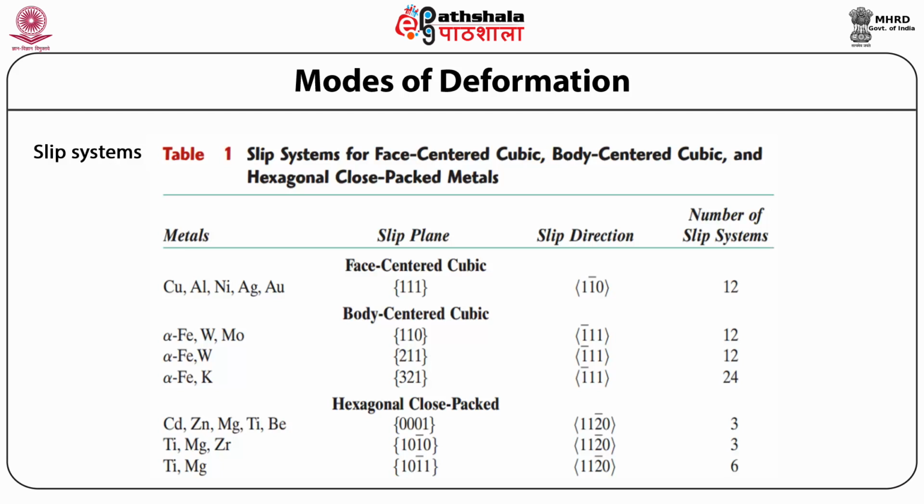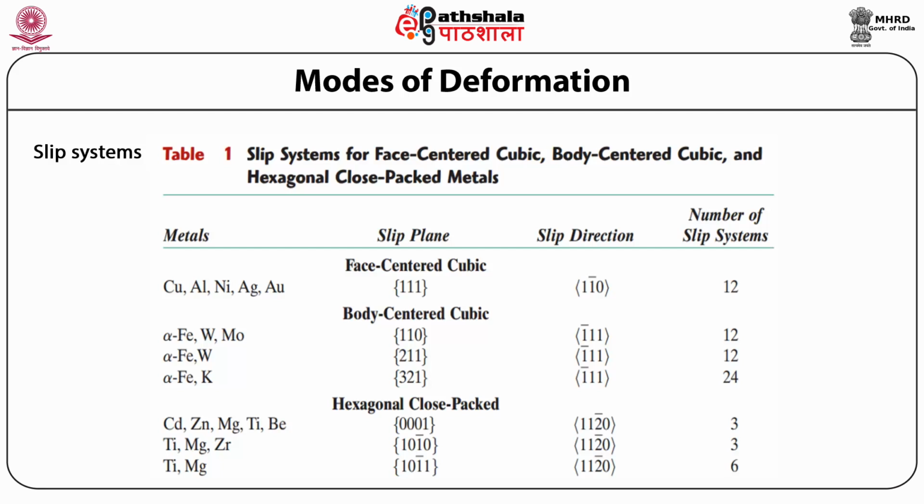The second subset includes the metals titanium, denoted by Ti, magnesium, denoted by Mg, and zirconium, denoted by Zr. Here the slip plane is {1, 0, 1 bar, 0} in the curly brackets. The slip direction is the same as the first subset, which is <1, 1, 2 bar, 0> in the triangular brackets, and the number of slip systems is 3.